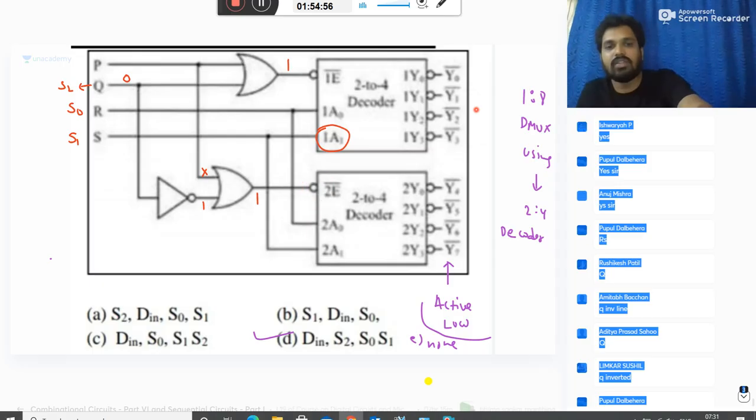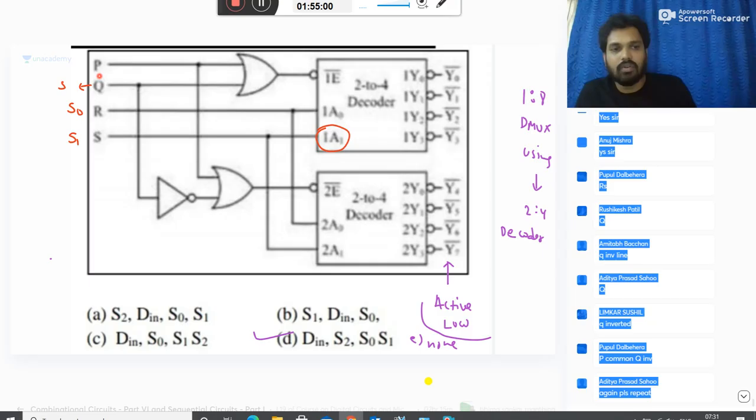Similarly, just see the reverse thing. If this is 1 plus anything, what is the answer? 1. This 1 will become 0. 0 plus P, P will come here. That will decide whether to enable or disable. But this will be disabled because it is 1. Active low bubble is there.